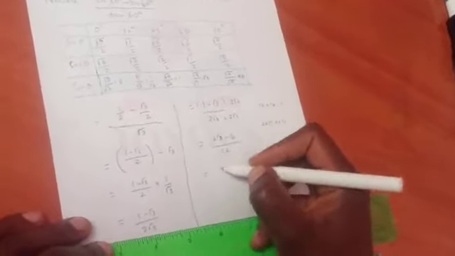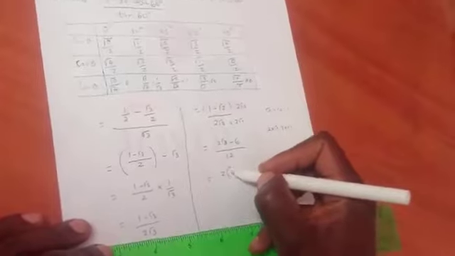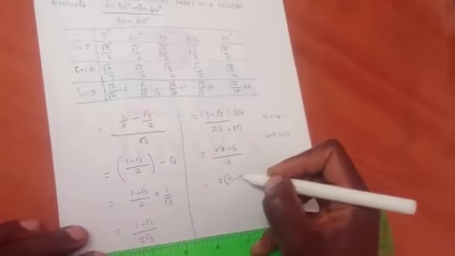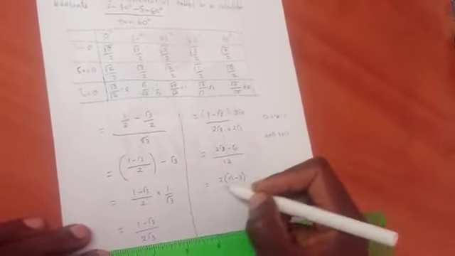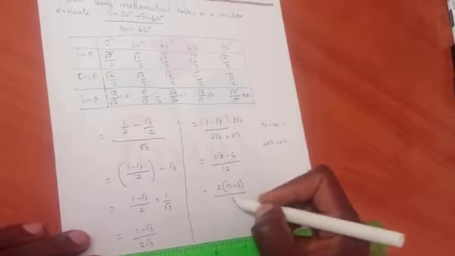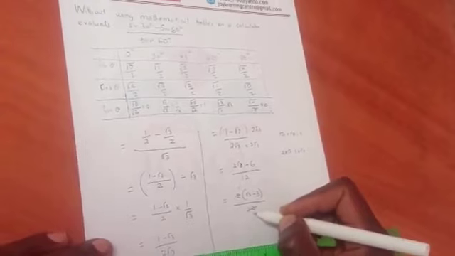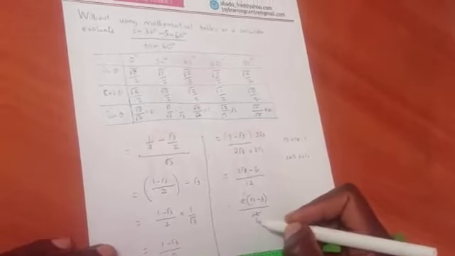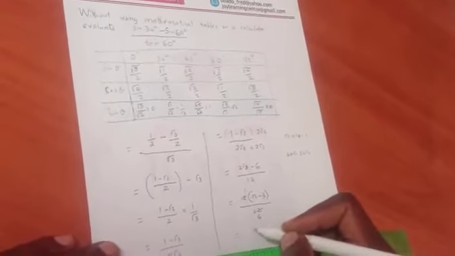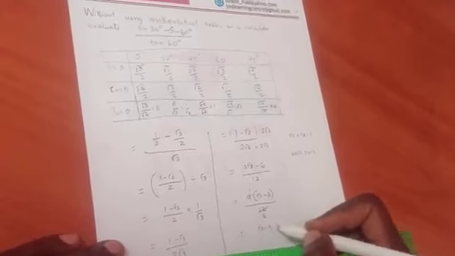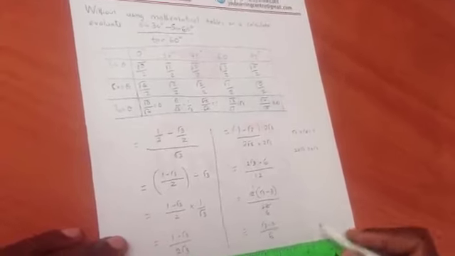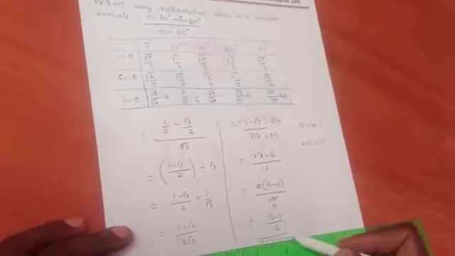You can still factor this out, so you shall have 2 into (root 3 minus 3) all over 12. So you can cancel out and simplify this. 12 over 2 is 6. So we shall have (root 3 minus 3) over 6. This is the answer to this question.